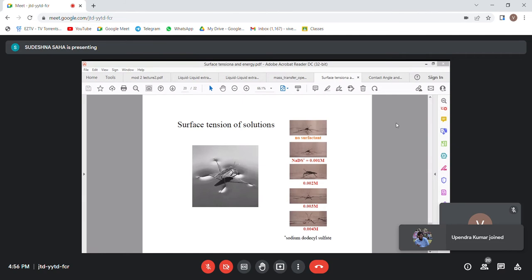Now if you put different surfactants with different concentrations, you will see that with increase in surfactant concentration, the water striders will start immersing in the water, so they cannot float on the water anymore. They will go down because with increase in concentration of the surfactant, the surface tension becomes less and less, and that's why they cannot walk on the water anymore.